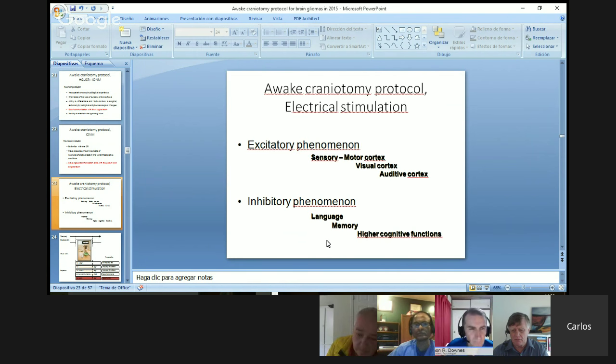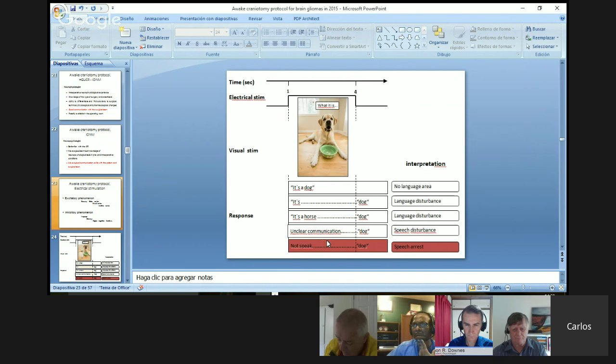So, what kind of electrical stimulation can we use during these kinds of procedures? We will have an excitatory phenomenon, like sensory or motor cortex, visual cortex, or auditory cortex stimulation. And we can use an inhibitory phenomenon when we analyze language, memory, and higher cognitive functions in all patients that we are doing the awake craniotomy.